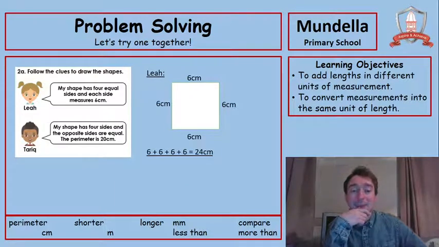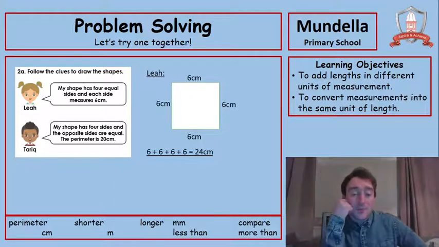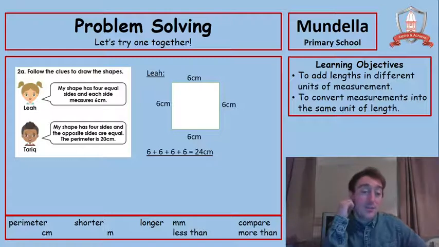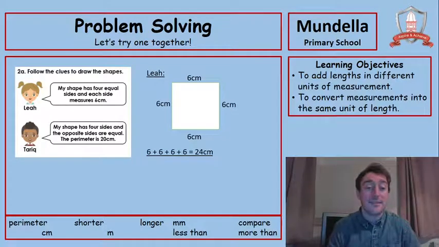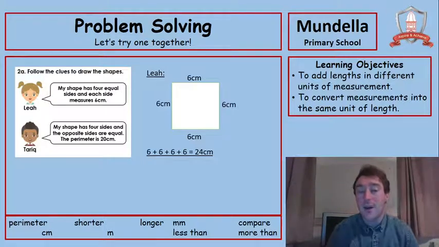There's Leah's. I've drawn it there. It's a 4-sided shape of equal sides, each is 6 centimetres. Yeah? So what's the perimeter of that? I've added them all together and I found out that it's 24 centimetres.